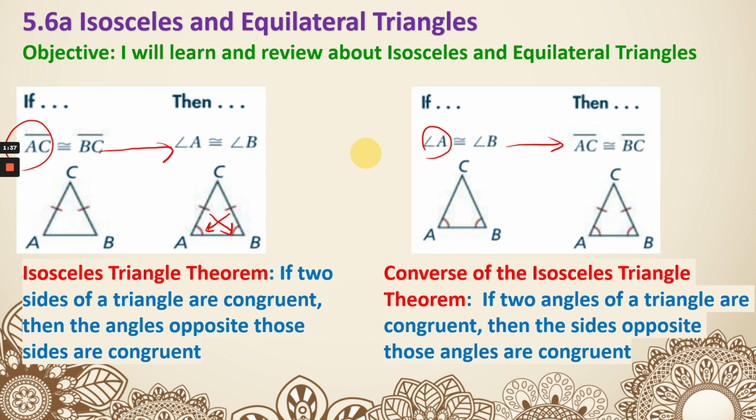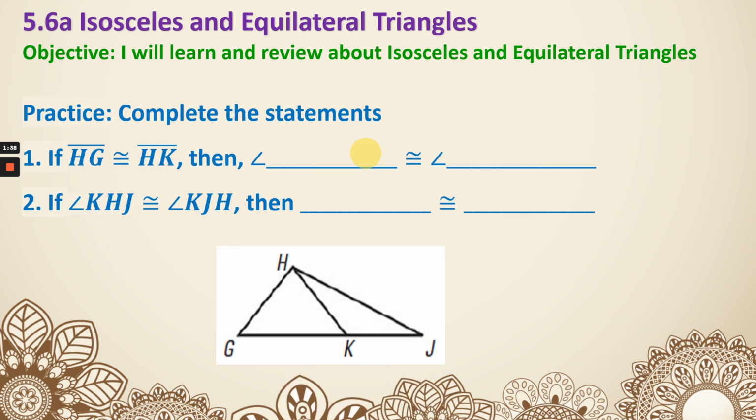So now let's have a look and write some statements. If HG is congruent with HK, we just look for which angles are actually opposite them. That one is the opposite, and that one is the opposite. And those angles are angle HGK, the first angle, which is congruent with angle HKG. Again, we go from the outside points; the actual angle point is in the middle.